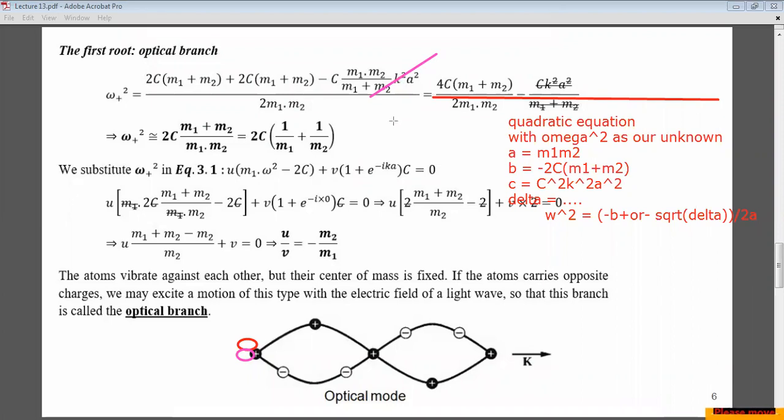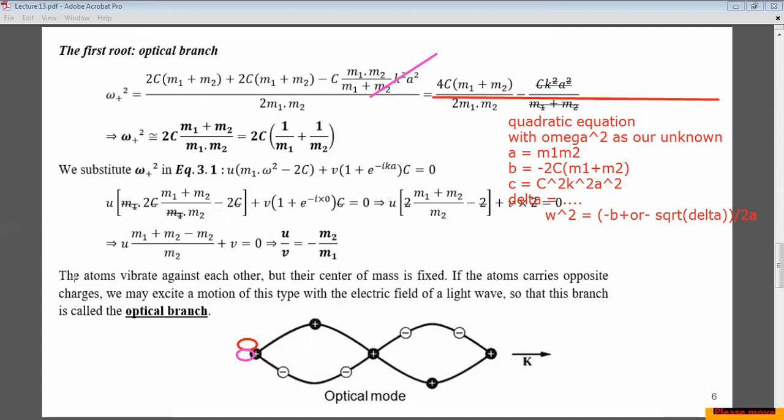So this term disappears, and I will have omega plus squared almost equal to 2c into (m1 plus m2) over (m1 dot m2). And this is nothing but 2c into (1 over m1 plus 1 over m2). We substitute this in equation 3.1, which is u into (m1 omega squared minus 2c) plus v into (1 plus e to the minus ika) c equals 0. I just substitute these things and follow the math. You will get u over v equal to minus m2 over m1.